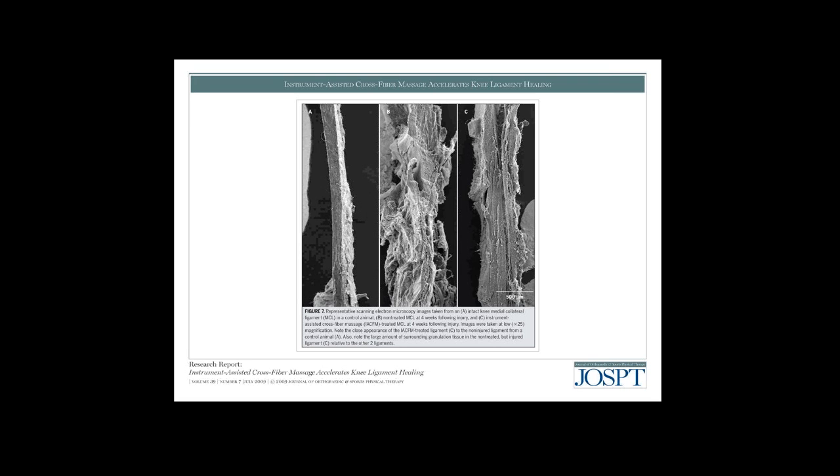These are pictures from the same study. Again, far left is a normal MCL, the middle is an untreated medial collateral ligament, and far right is a GT-treated collateral ligament. Again, you can see a much more organized and substantial fiber arrangement in the GT-treated medial collateral.